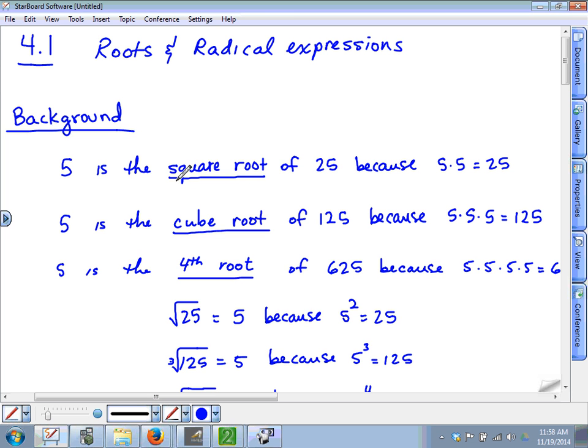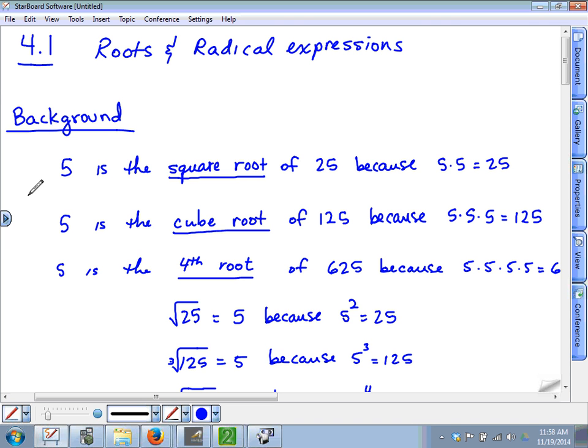Alright, you can write this stuff if you want. It's not super necessary. It should be stuff you know anyway, but I want to review it with you. That's why it's called background. Now, am I correct in assuming that you all know the square root of 25 is 5?